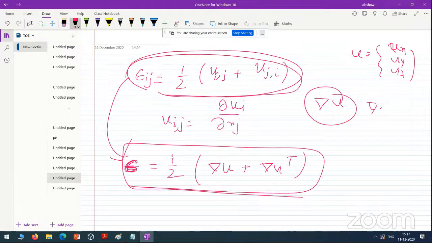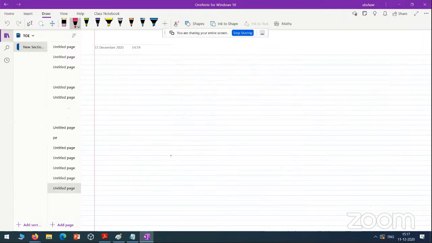Another question I received is about the principle of superposition. Explain the principle of superposition. The principle of superposition is, as the name suggests, that many things are superposed, right?